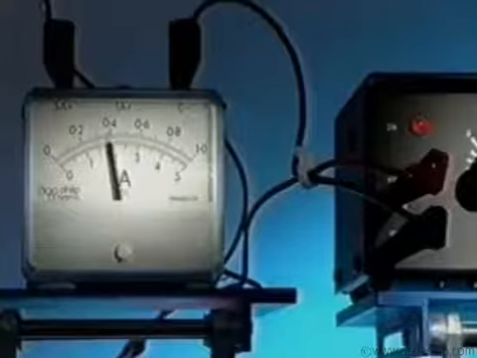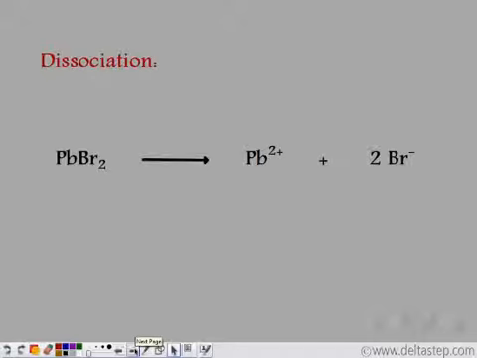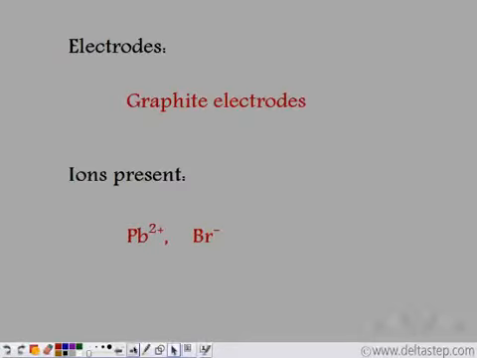So let's try to find out what are the products being formed as a result of the electrolysis of lead bromide. The dissociation of lead bromide in the molten state gives us lead ions and bromide ions. So now in this case, we are using graphite electrodes. There are 2 ions present in molten lead bromide, that is Pb2+ and Br-.